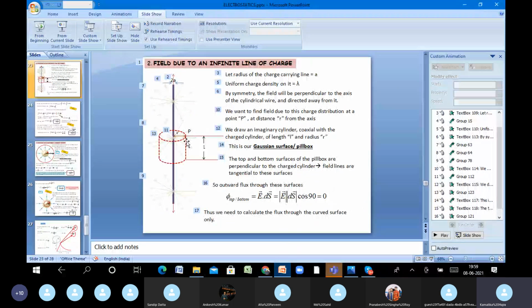If you consider only this part of the cylinder that is enclosed by the Gaussian surface, then the total charge enclosed by this surface is the charge that is residing on this length of the infinitely long rod, right? So charge distribution is lambda, that is charge per unit length. For unit length, charge is lambda. So for a length L, total charge is lambda into L.